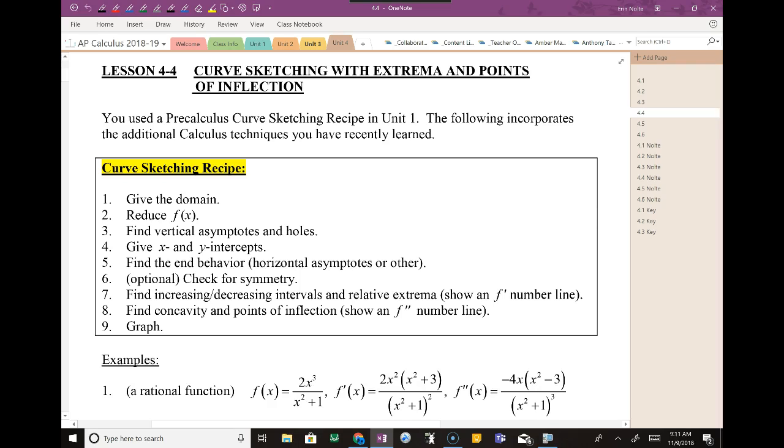For number 6, I generally do not check for symmetry, personally. But you can, of course, and sometimes that will help you draw something. Then in number 7, we're going to find the first derivative and find maxes and mins. Then in number 8, we find concavity, which helps us with the curvature of the graph. And then we just put it all together and hope for the best.